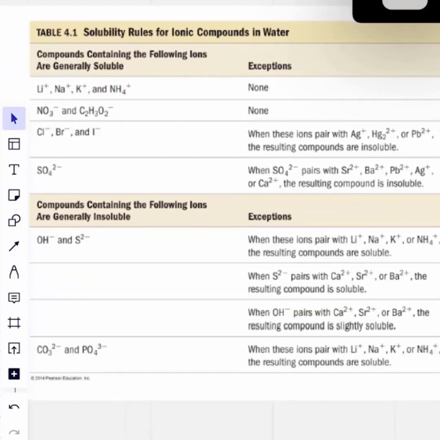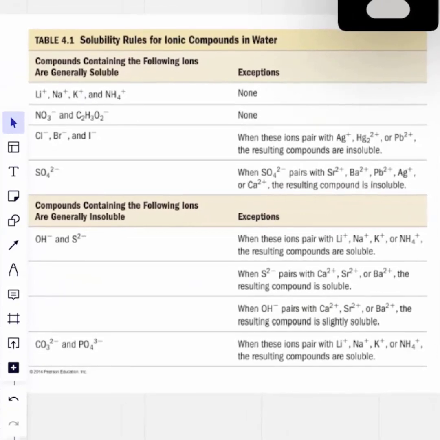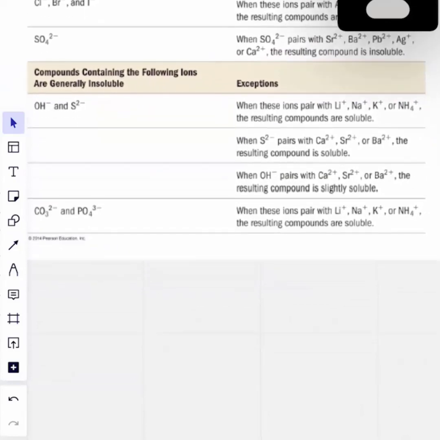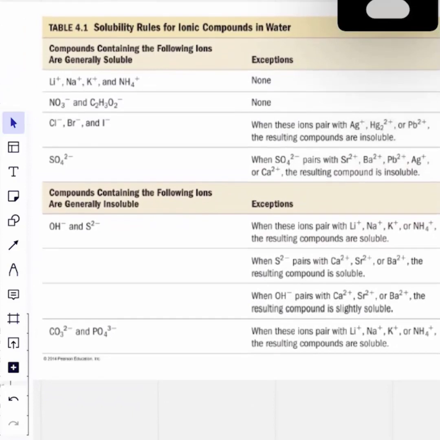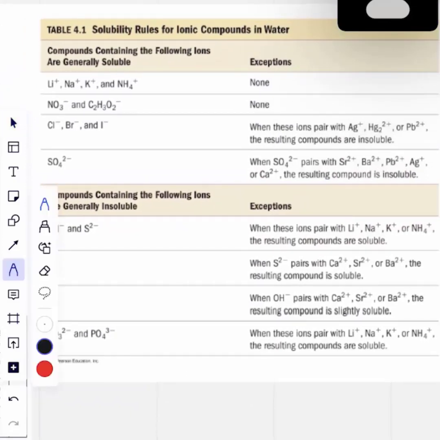The idea is that there are two sections here. The top section tells you compounds that are generally soluble when they have the particular ion listed. In the bottom, you have compounds that are generally insoluble when they have that ion. Up here, if you look at the nitrate ion, you can see that it is generally soluble with no exceptions. So any compound with nitrate is going to stay in solution.